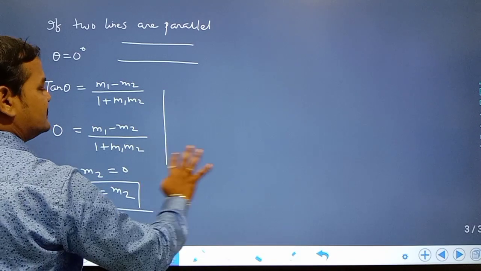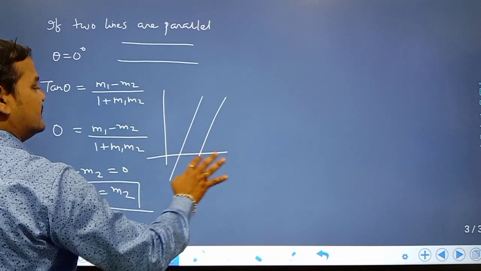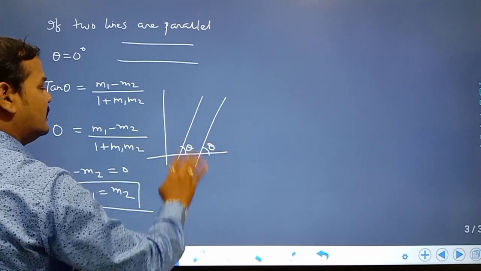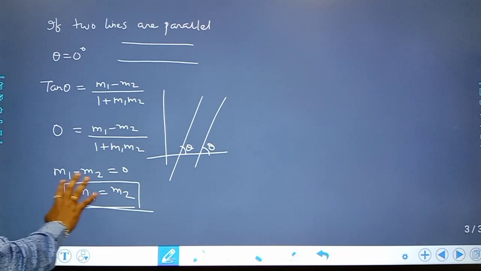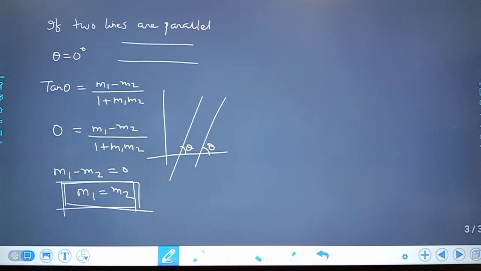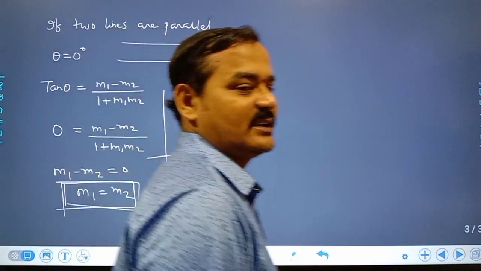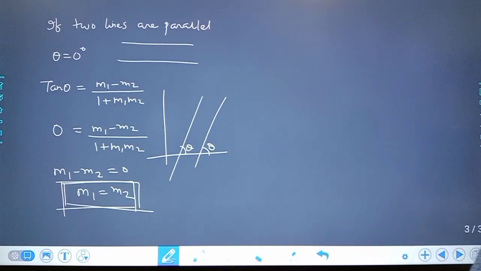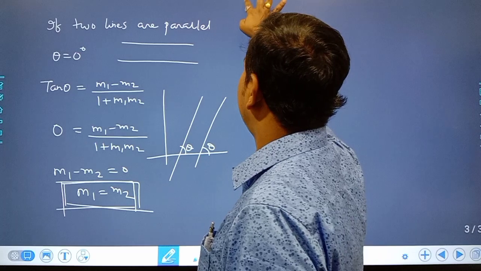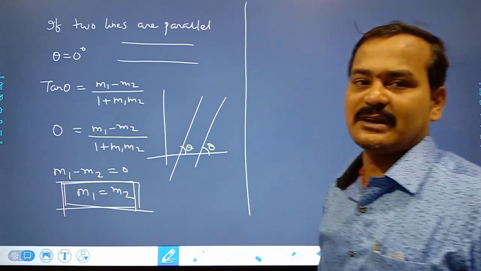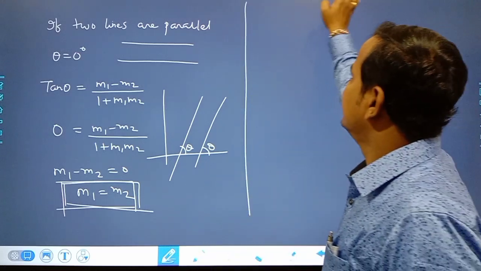If any two lines are parallel, the angle between them is the same, so automatically their slopes are equal. If any two lines are parallel, then their slopes are equal. Very important concept. If two lines are parallel, their slopes are compulsorily equal.